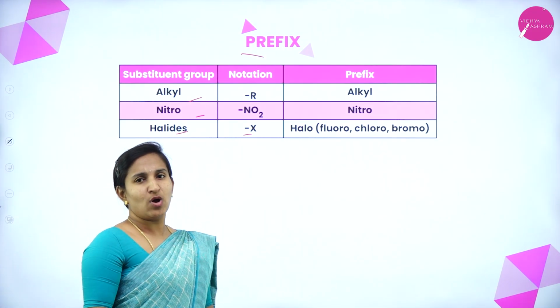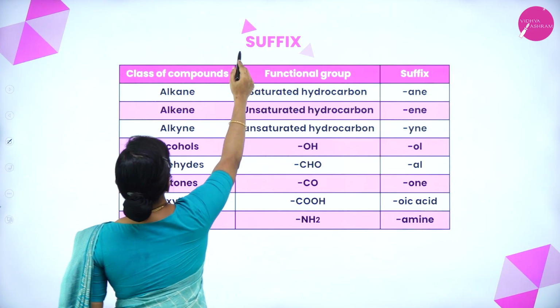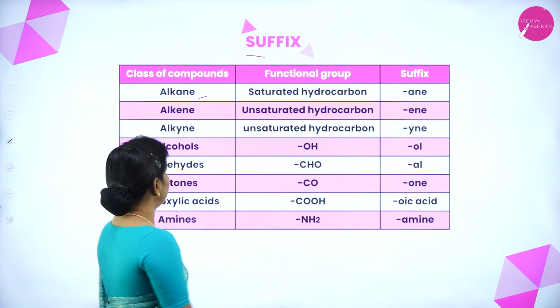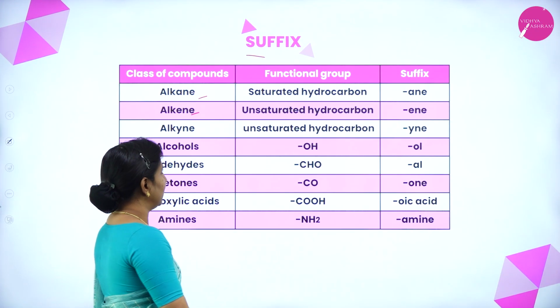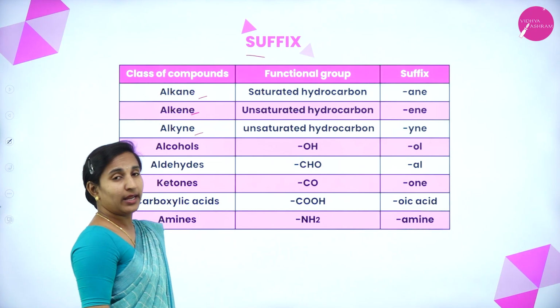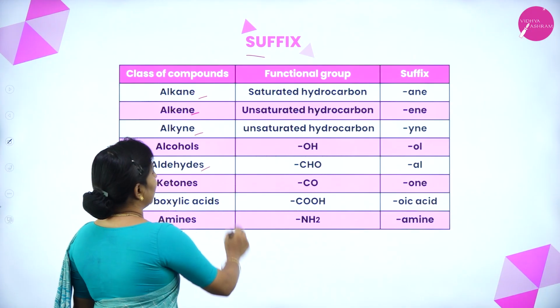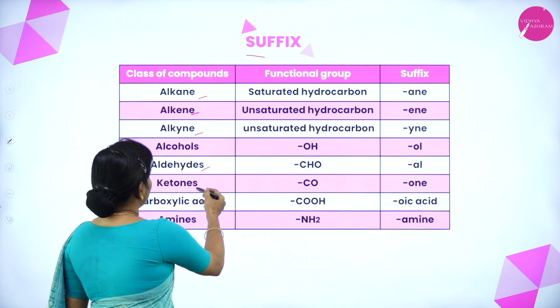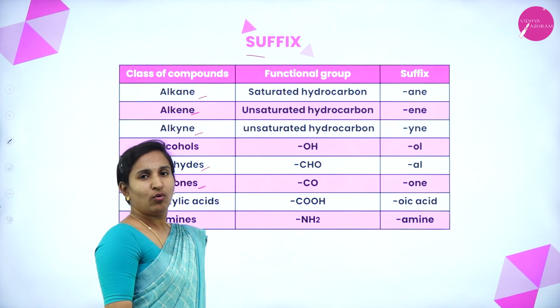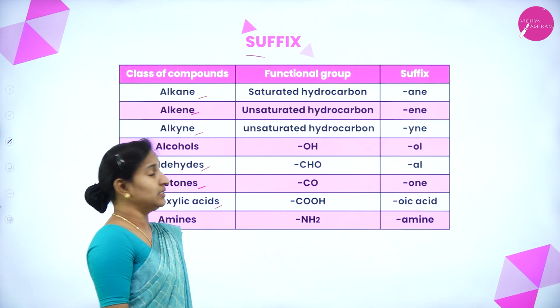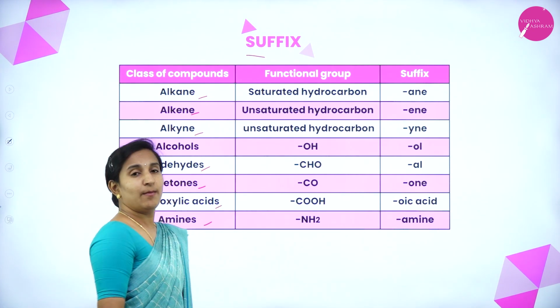Prefix notations: alkyl, nitro for NO2, and halo for halides X: fluoro, chloro, bromo or iodo. Suffix, the class of the compound: alkane is ane, alkene ene, alkyne yne, alcohol ol, aldehyde al, ketone one, carboxylic acid oic acid, amines amine.